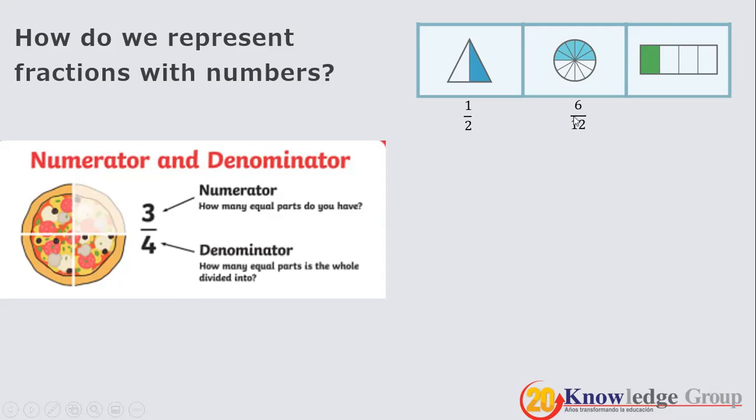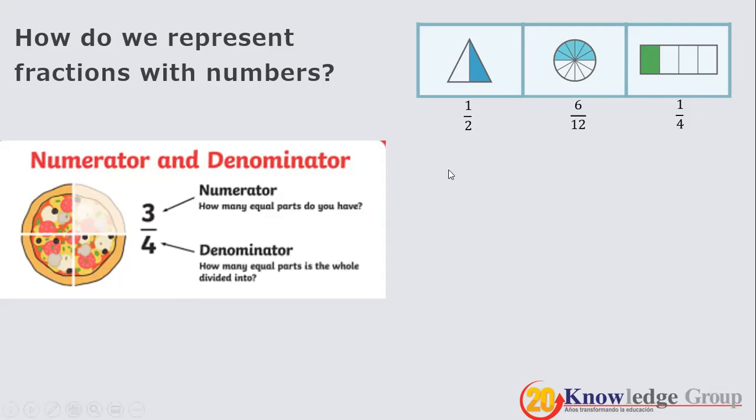Remember the little line in the middle of the 2 numbers. That's the fraction line. Now I have a rectangle here. It is divided into 1, 2, 3, 4 parts. But I'm only using 1 part. So I have 1/4 or 1 out of 4.